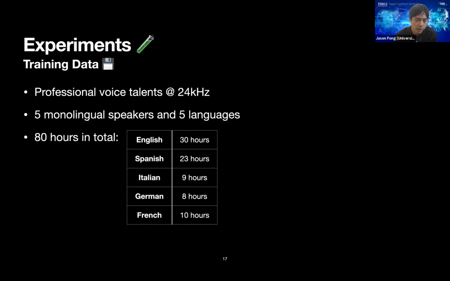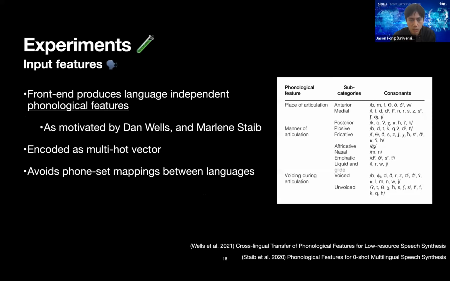So what kind of training data did we use? We used voice talents sampled at 24 kilohertz. We have 5 speakers, and each speaker speaks a different language. In total, we have 80 hours. And what input features are produced by the front end? Well, they use phonological features as motivated previously by Dan Wells and by Marley Stab. These are encoded as multi-hot vectors. And as Dan said, this avoids the need for phone set mappings between languages.